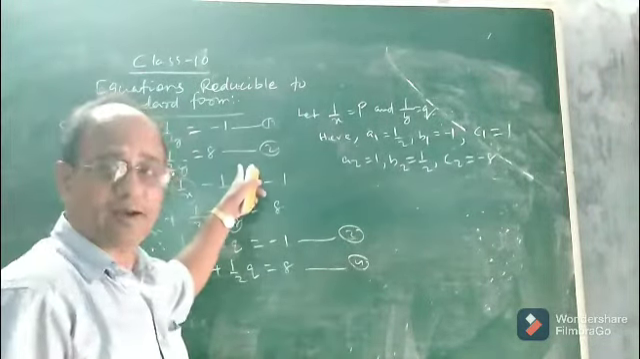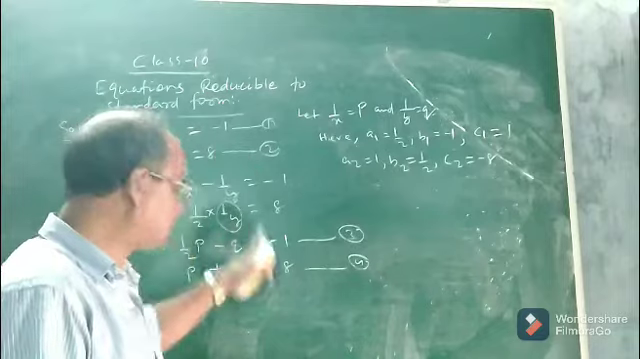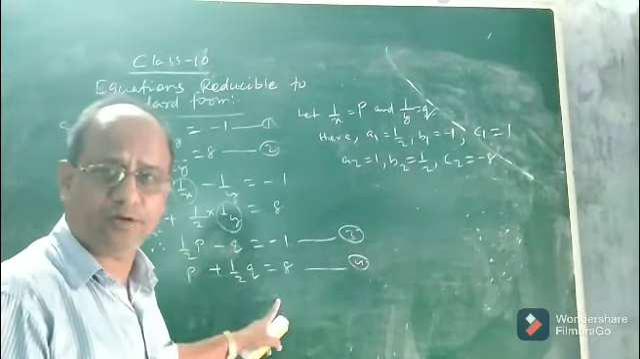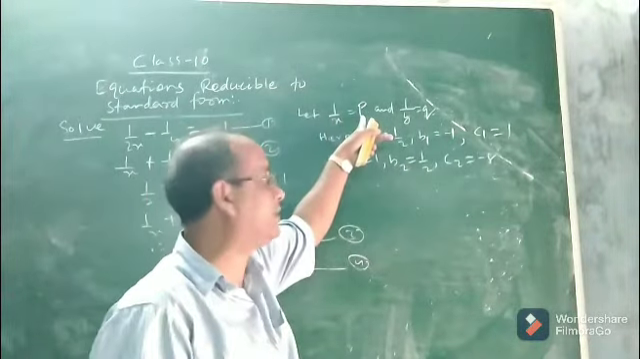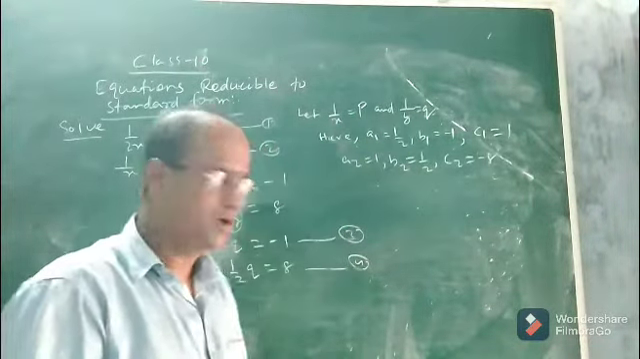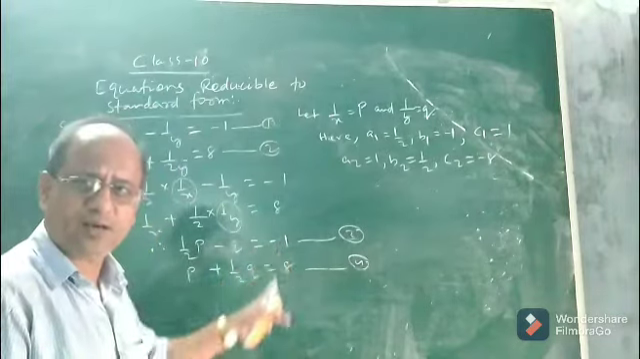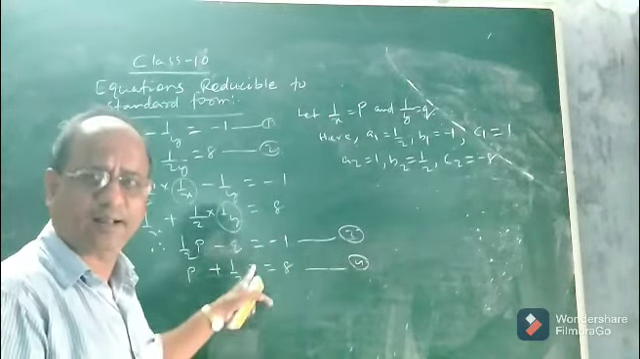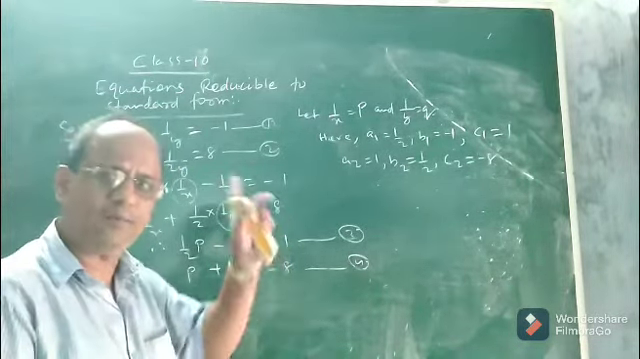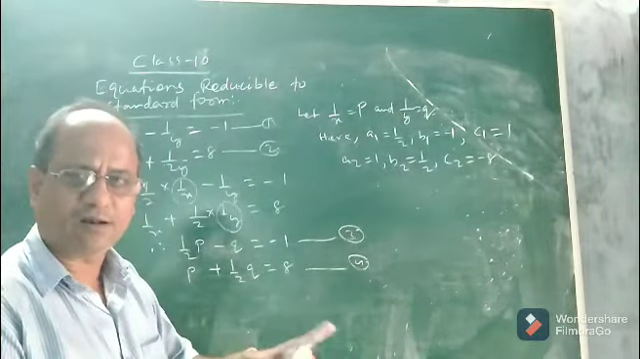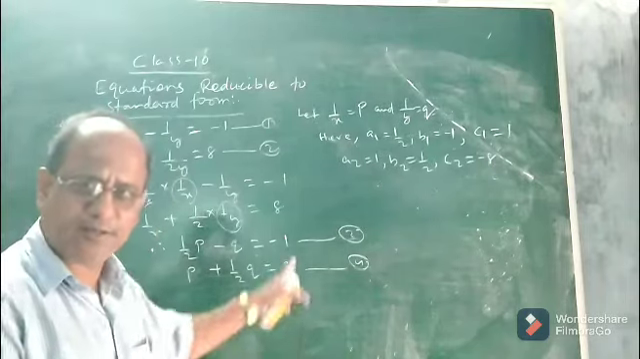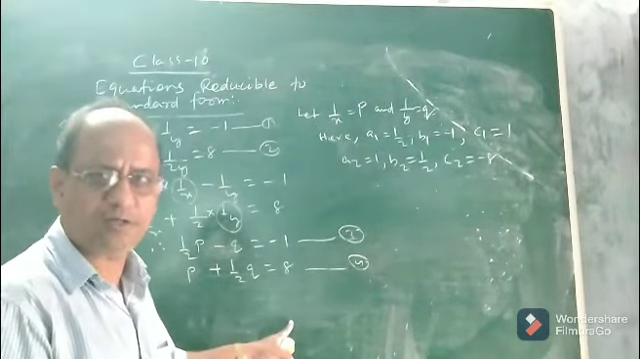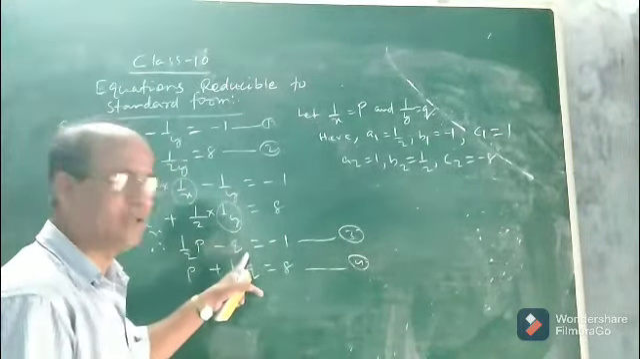Here they were not in the standard form, but we reduced them into standard form. How did we reduce? By supposing 1 by x equal to p and 1 by y equal to q. Now, because these are two linear equations in two variables and they are in the standard form, we can apply any one method, either cross multiplication or substitution or elimination, to solve these. And if you solve equations 3 and 4, you will get the values of p and q.